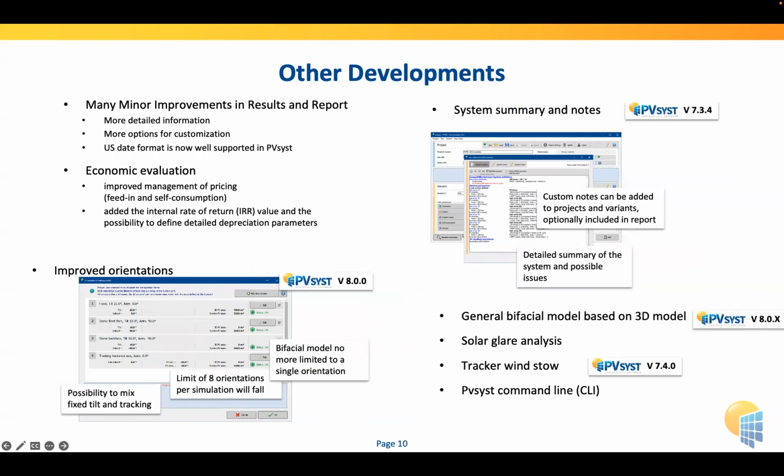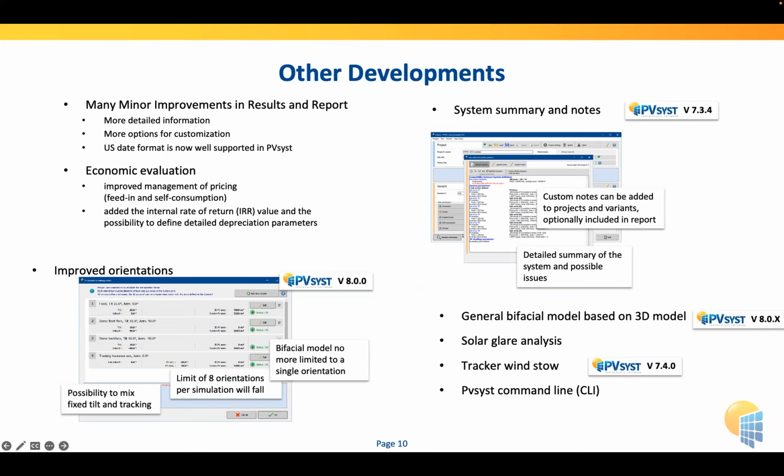And then just a short overview of other developments that are ongoing. We have many minor improvements in the results and the reports. You can add notes to your simulations that can show up in the reports. You get detailed summaries of issues that were encountered during the simulation so that you can see where suspicious results might be coming from. We've improved our financial analysis to include more variables and to allow more details. So this is the top. These are things which already exist. And the bottom part of the slide is the future.